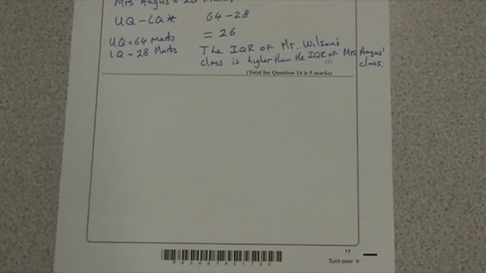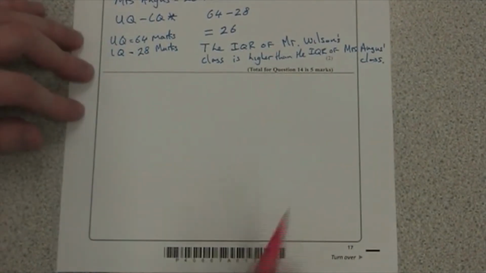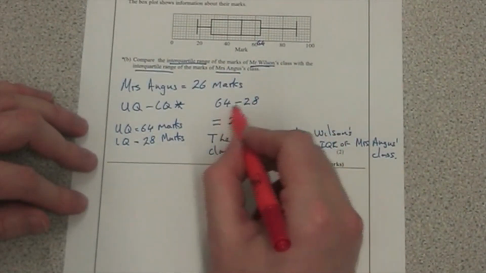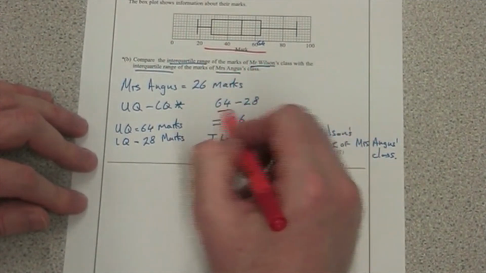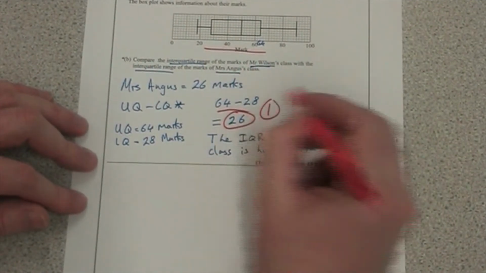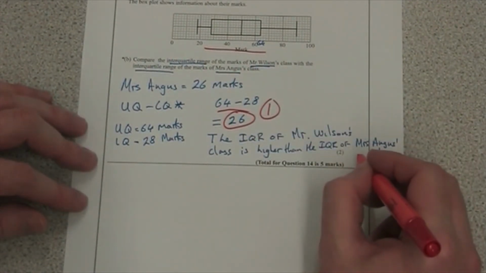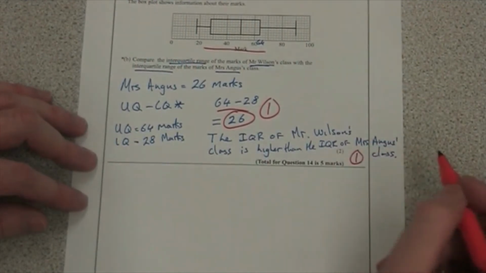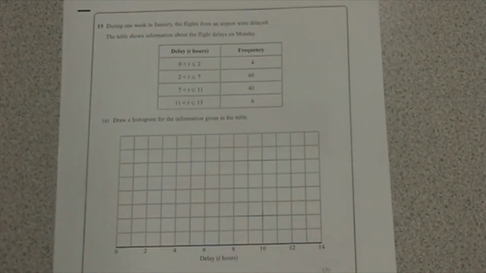The second part, they will give you 1 mark for reading this box plot here and getting this sum and answer, and then they will give you a final mark for giving a comparison between the two interquartile ranges. Question 15 is a question about histograms.